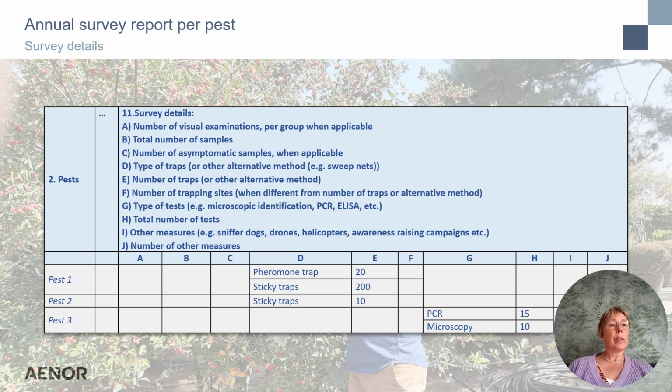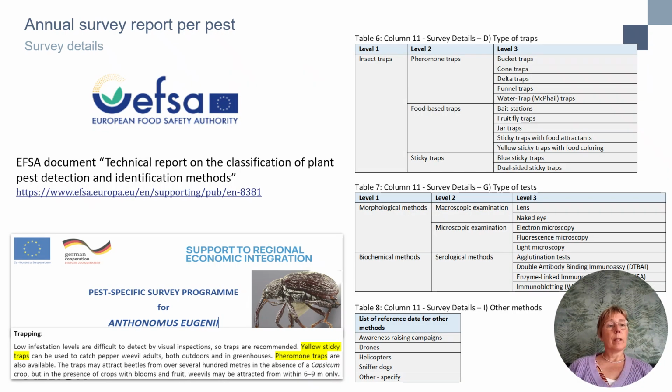For the annual report, a lot of survey details must be mentioned, such as number of visual inspections, number of samples, number of asymptomatic samples, if applicable, number of traps. To report those data, the information must be mentioned on the inspection report or in an internal database. There is a list of predefined traps, tests and other methods.